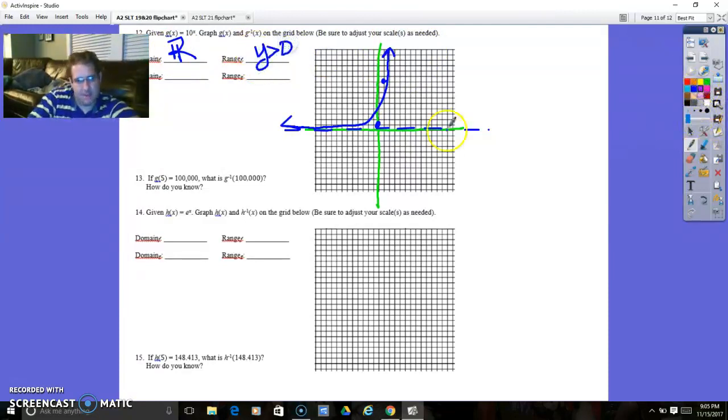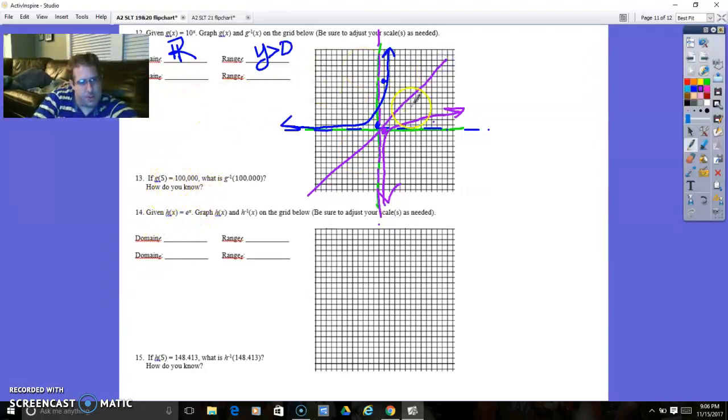So now let's talk inverse. The inverse has an asymptote of 0 also, but it's a vertical asymptote. This 0, 1 becomes 1, 0. This 1, 10 becomes 10, 1. And it's going to look something like this. And once again, that is a reflection over the y equals x.